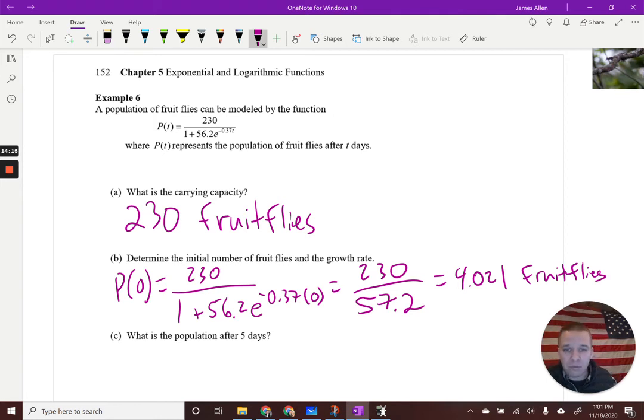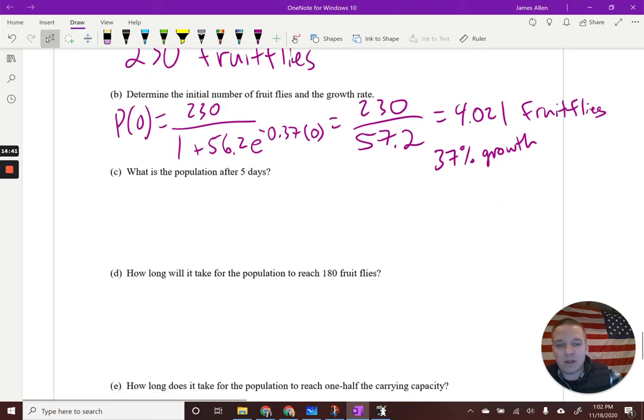All right. And our growth rate here is negative 0.37, so a 37% growth rate. Cool. Remember, it's the opposite of B up there. That's a crazy big growth rate, which is why all of a sudden you're like, there's so many. It wasn't even that long. What is the population after 5 days?